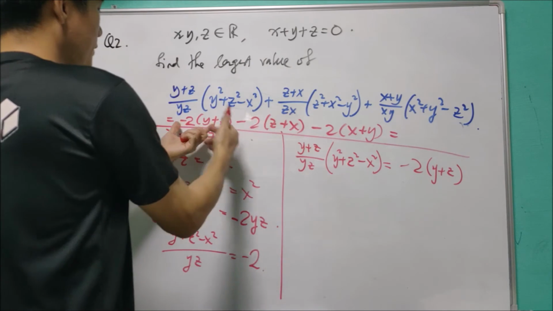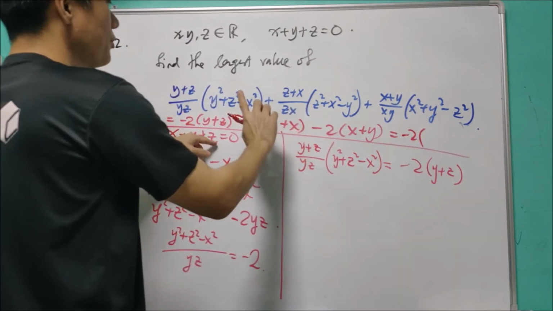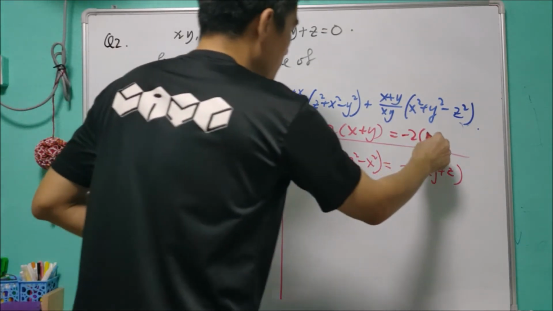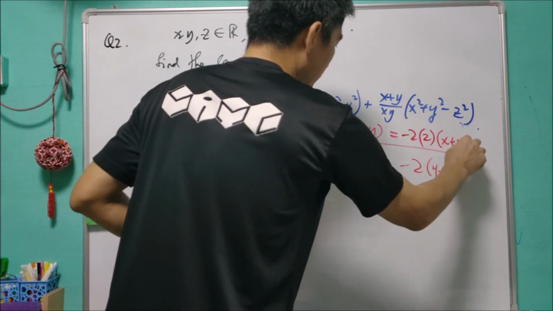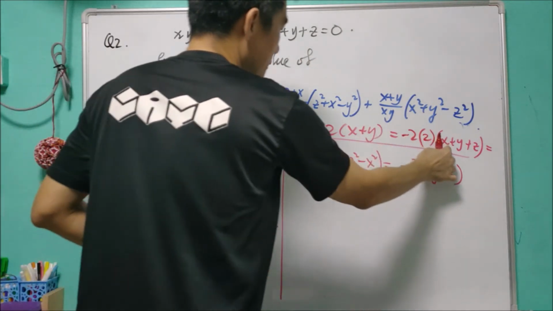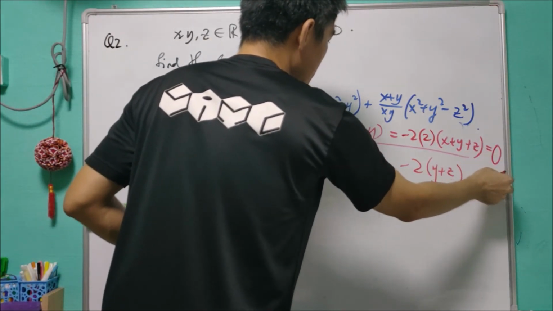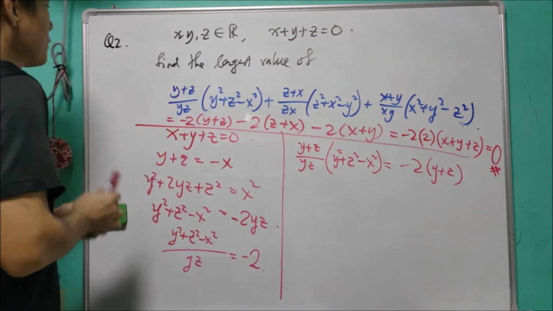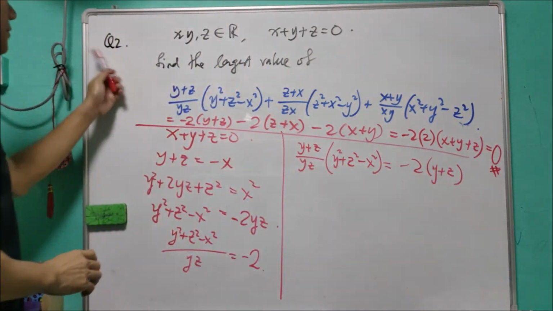I can take out each of the negative 2. You have 2x, 2y, 2z, so another 2(x plus y plus z). And since the sum equals 0, this equals 0, so the answer is 0. Therefore, we conclude that 0 is the answer for question 2.